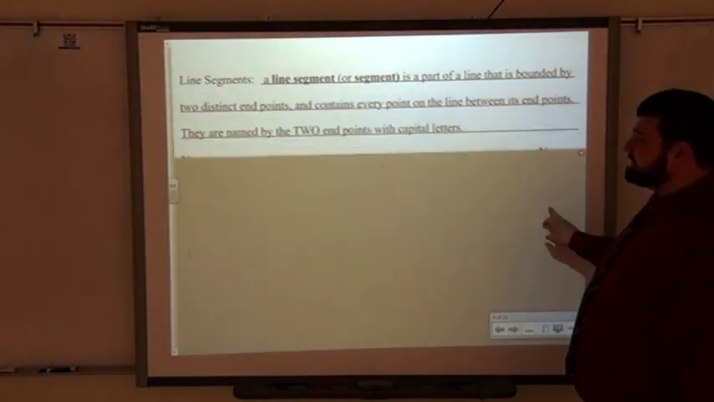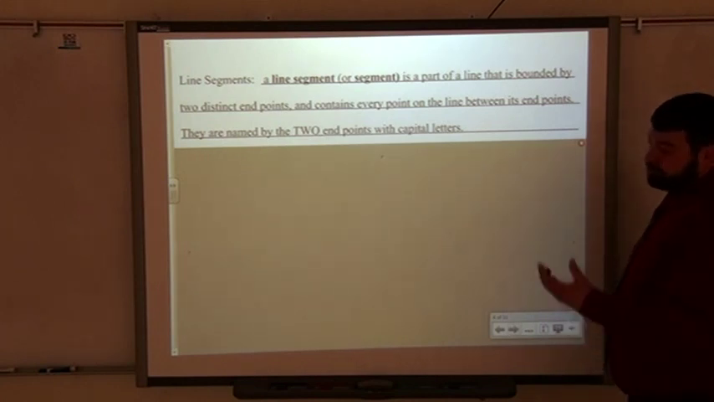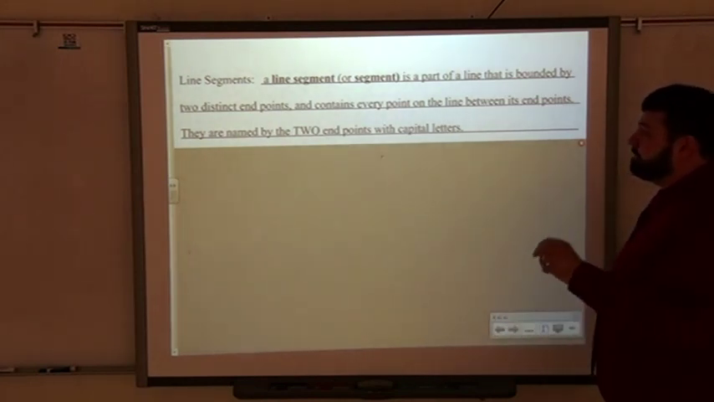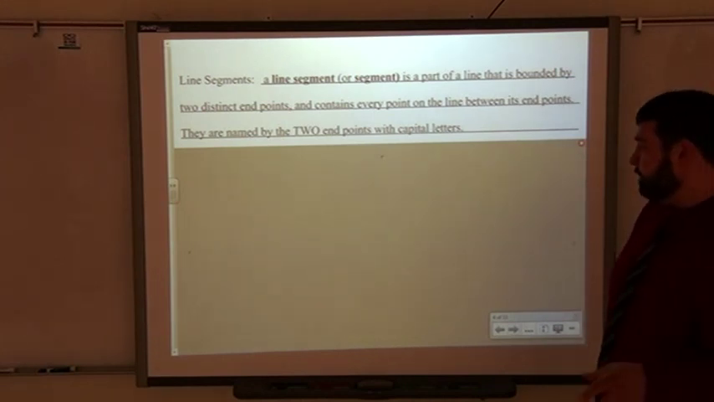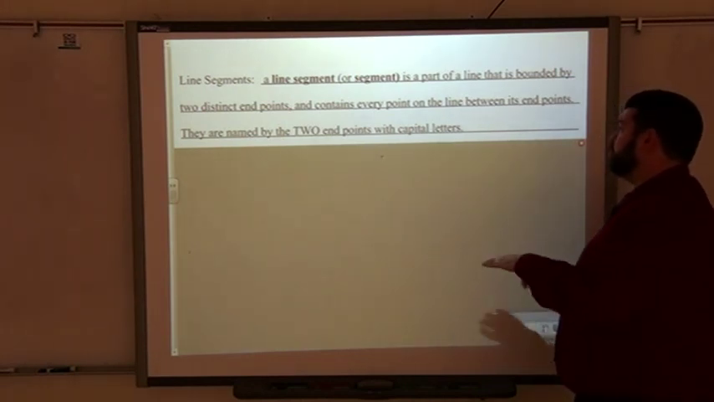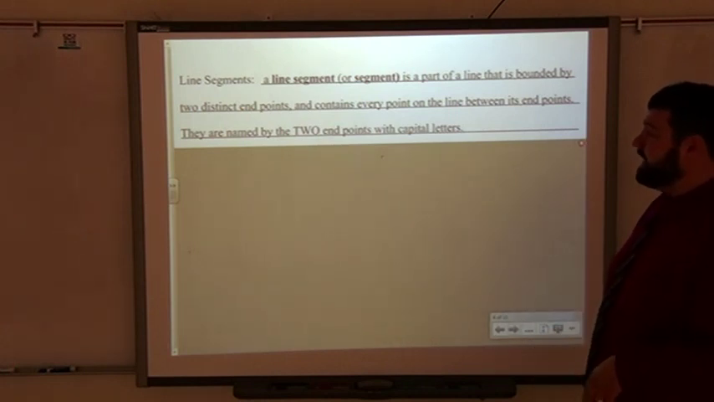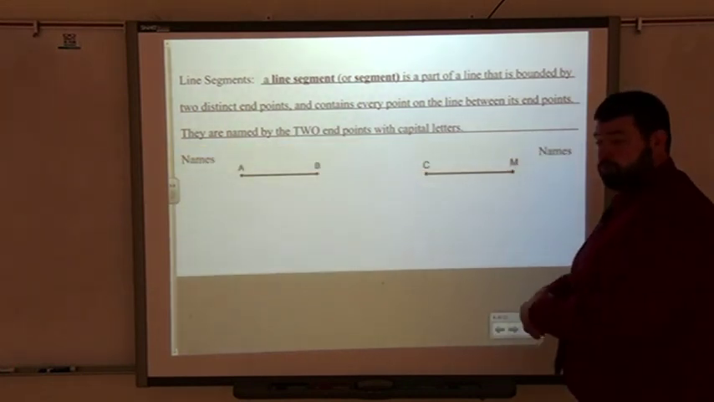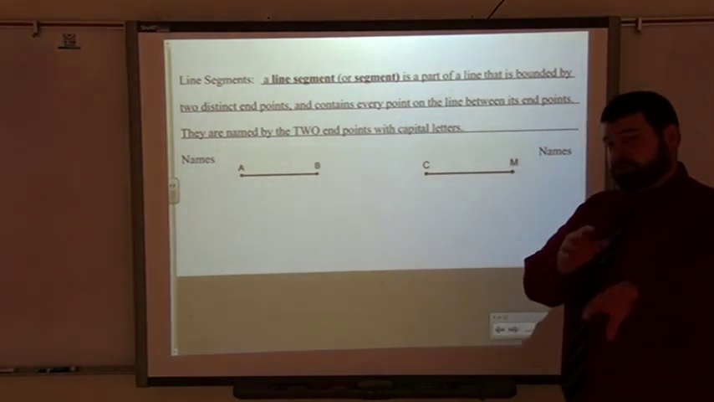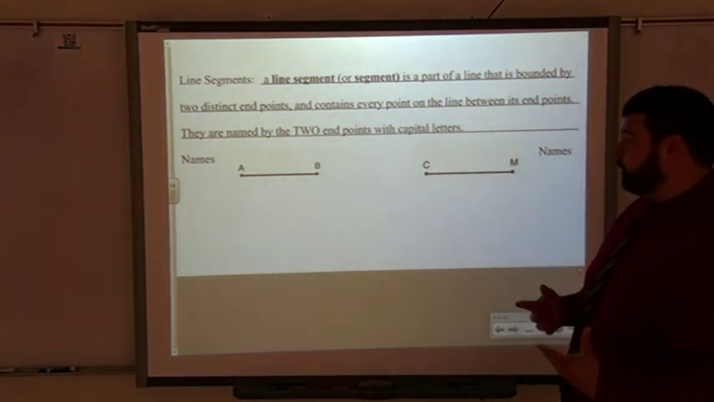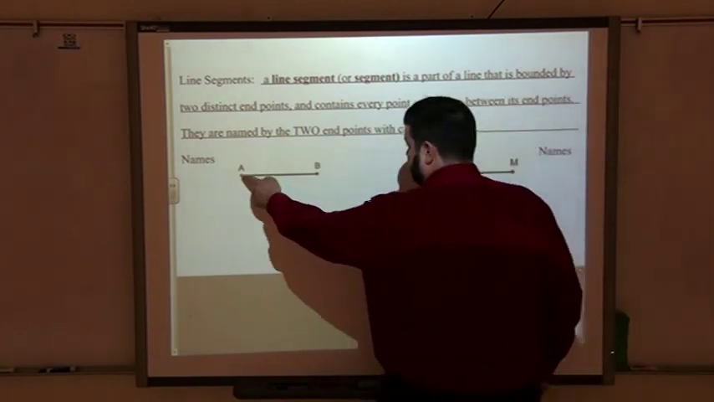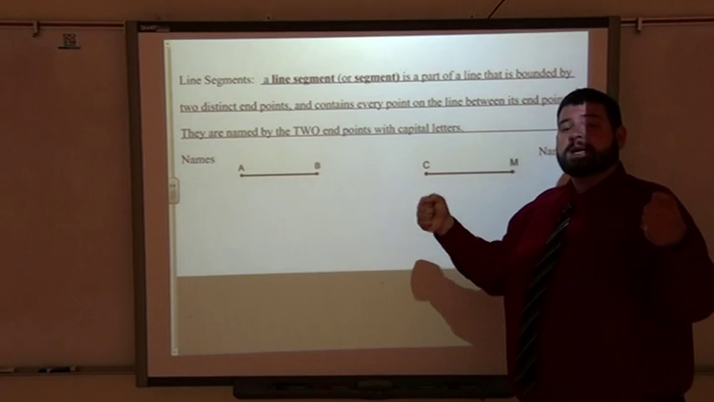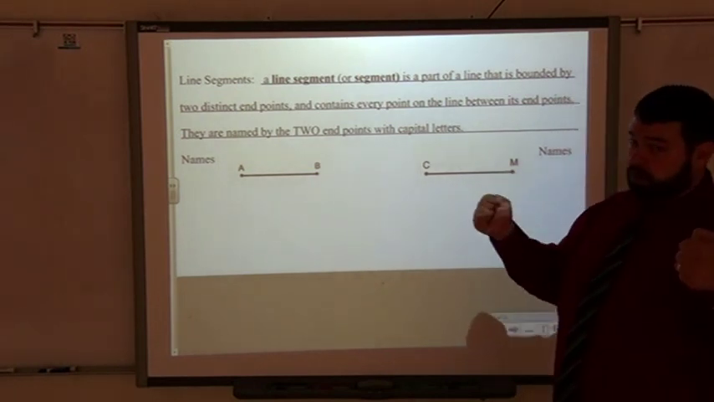Next up is a line segment. A line segment, or sometimes just called a segment, is a part of a line and is bounded by 2 distinct endpoints and contains every point on the line between its endpoints. They are named by 2 endpoints with capital letters. Now this one, you only have 1 choice, so we're not going to use the script letter like we did for a plain old line. Notice the difference that these don't have arrows on the end, because they are set in stone as far as where it can be.